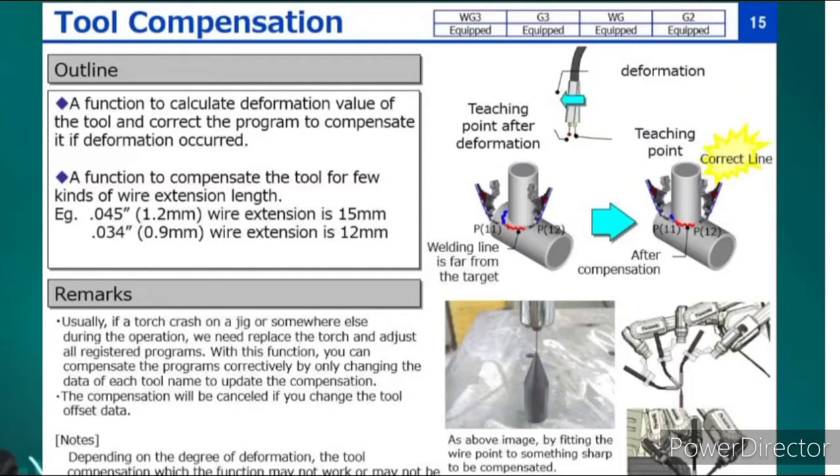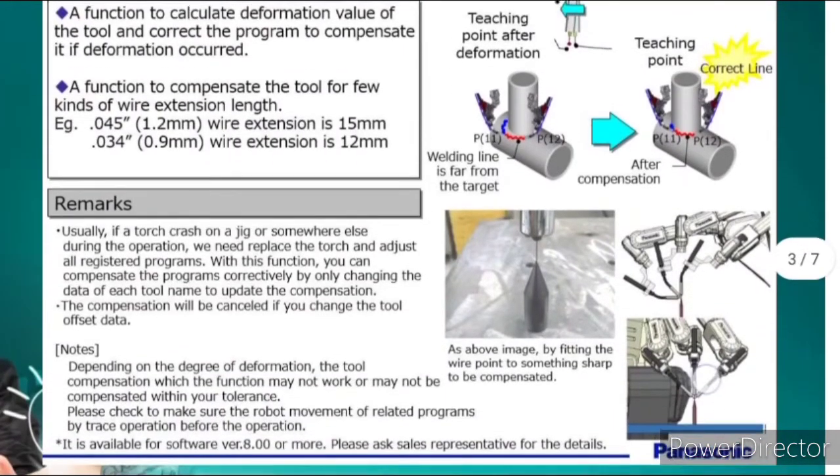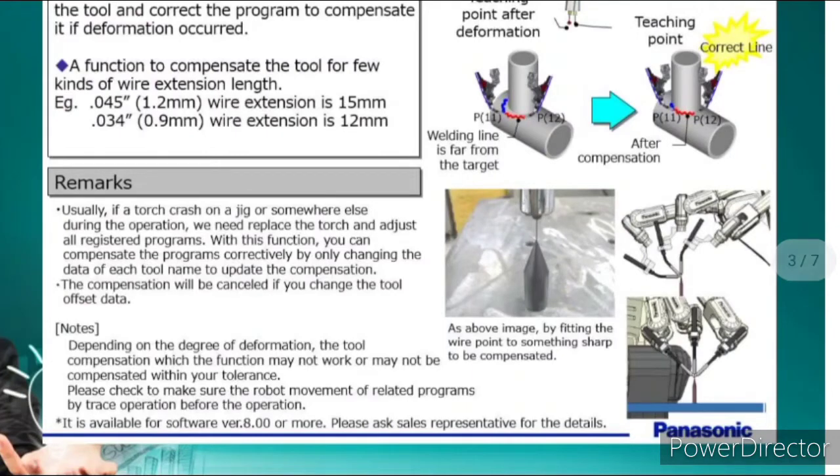Suppose you teach any components, and sometimes the torch points are shifted for different kinds of regions, then your welding is shifted. So how to resume your welding? Usually if the torch crashes on the jig or somewhere else during the operation, we need to replace the torch and adjust the registered program with the functions.